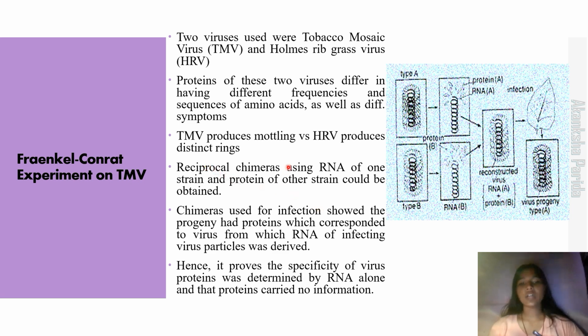The reciprocal chimeras using RNA of one strain and protein of the other strain could be obtained. Chimeras used for infection showed that the progeny had proteins which corresponded to the virus from which the RNA of the infecting virus particles was derived. So after demonstration of the genetic nature of RNA in TMV, RNA was found in a number of bacteriophages. So it actually proves the specificity of virus proteins was determined by RNA alone, and the proteins carried no information.